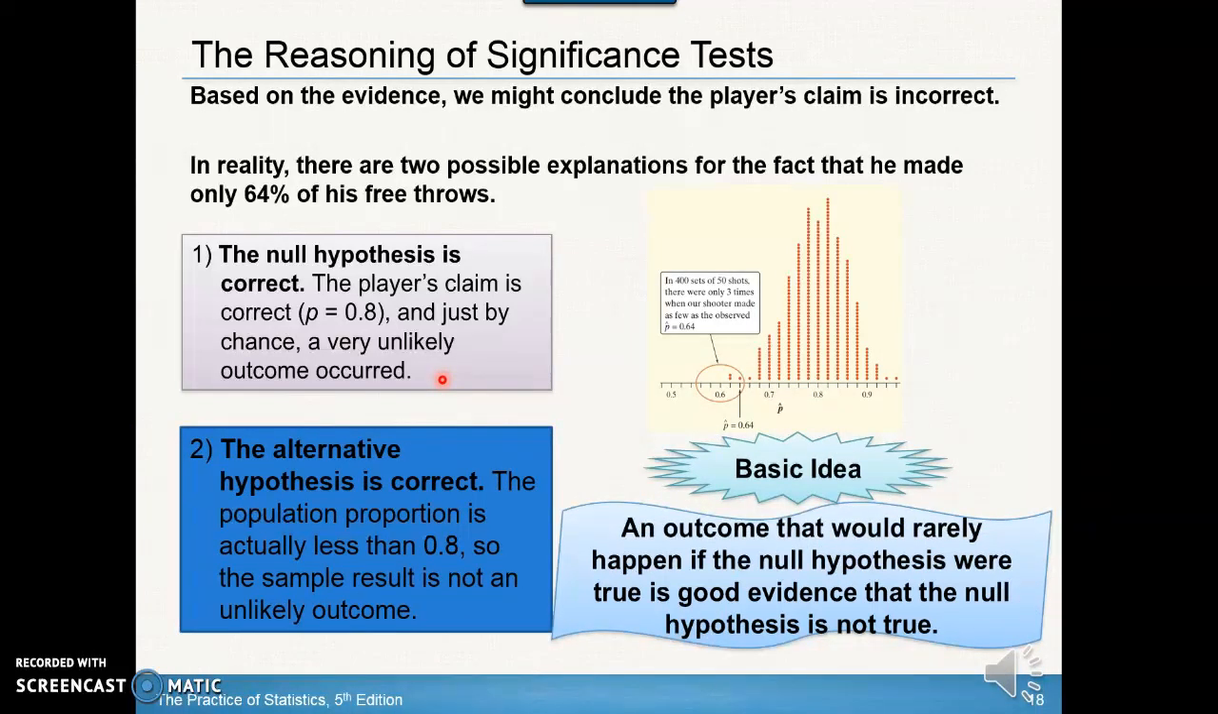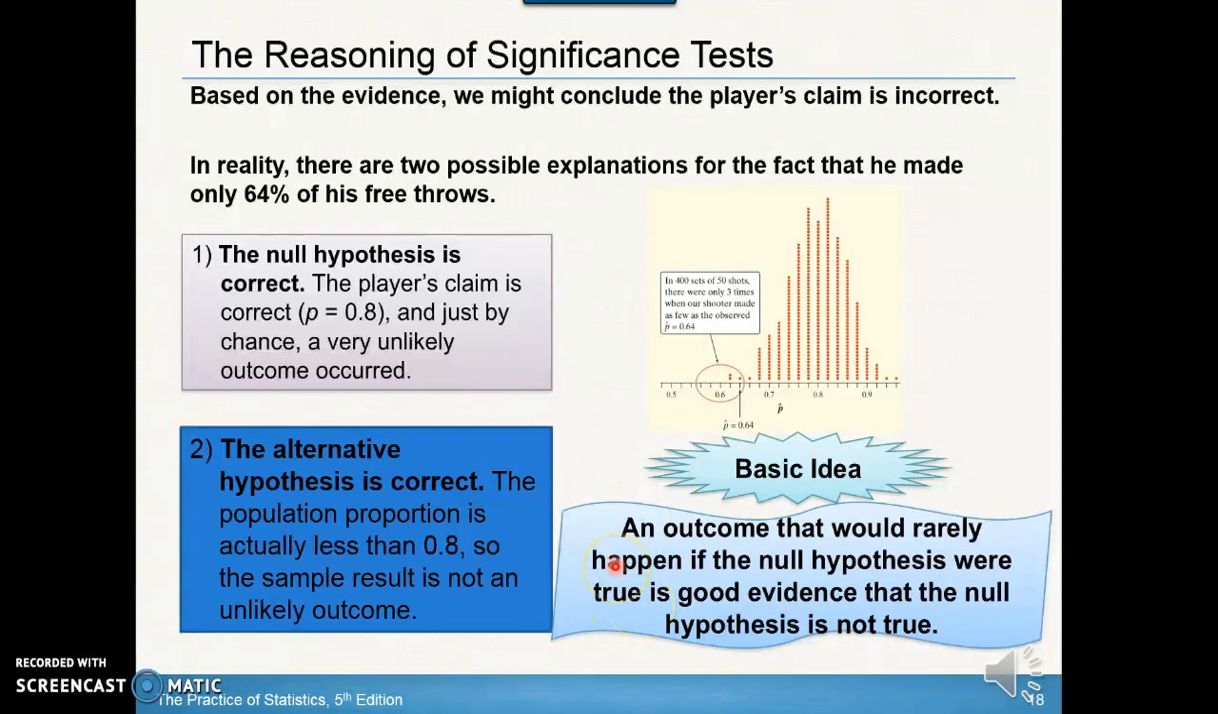The other idea is that the alternative hypothesis is correct. The population proportion is actually less than 80%, so the sample result is not an unlikely outcome. If the population proportion is actually less than 80%, then him getting this 64% is probably pretty common. The basic idea here is that an outcome would rarely happen if the null hypothesis were true.